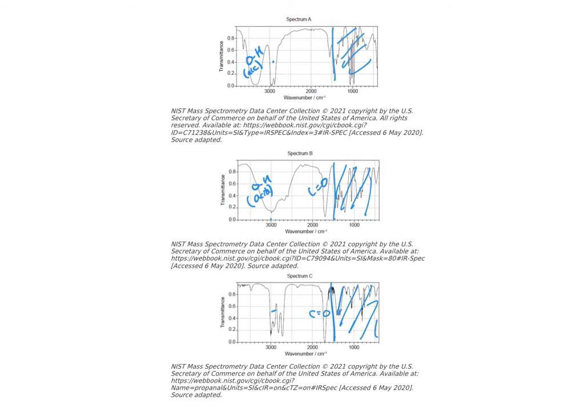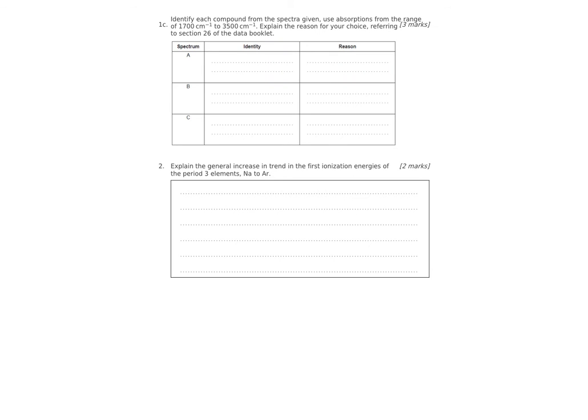So you can see here spectrum A is going to be our alcohol. So that's propan-1-ol. So spectrum B is going to be a carboxylic acid. And it's asking you to identify the compound, not the functional group, not the class, the compound.